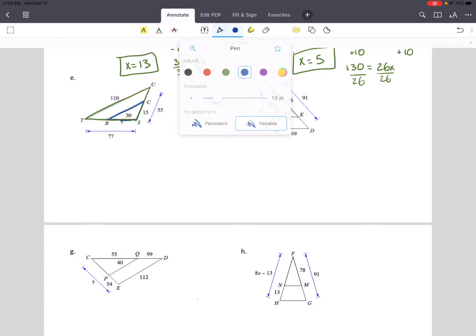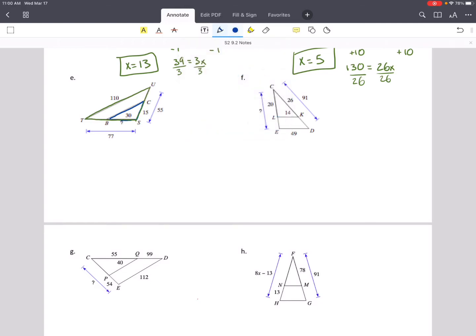I like to draw them off to the side. So I like to draw my small one. Let's see, that's x, that's 15. We're going to assume that this 30 is actually talking about the hypotenuse because the x is right here. So why would you have 30 when you know it's x? Okay. And then we have the bigger triangle. And I'm going to get these from the bigger lengths here. So 77, 55, 110.